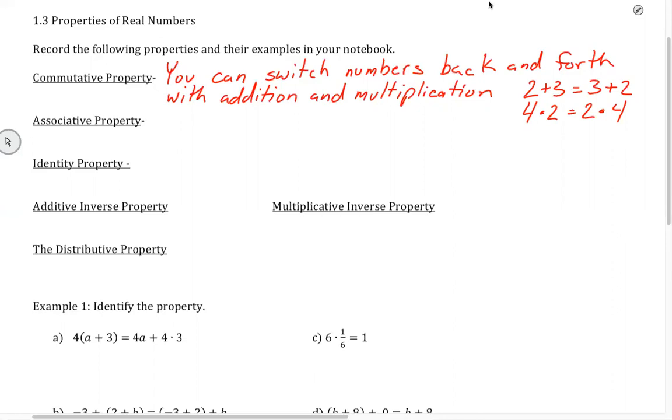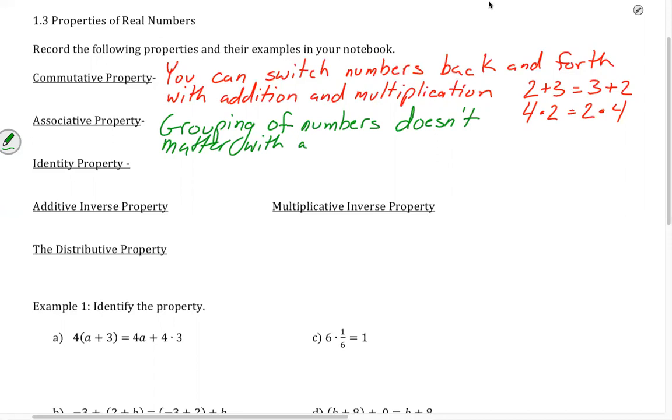So in math, when we're talking about the associative property, we're talking about grouping of numbers. Doesn't matter with addition and, or not subtraction, multiplication.